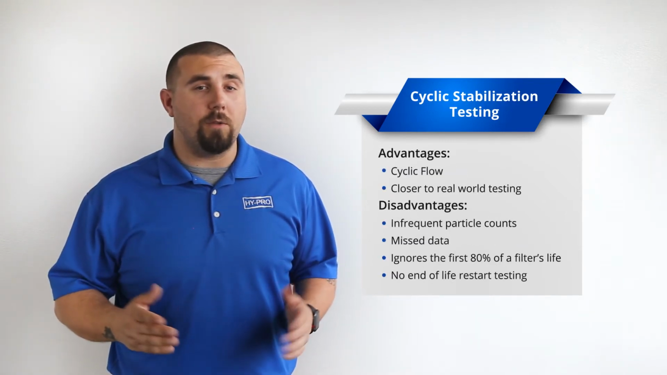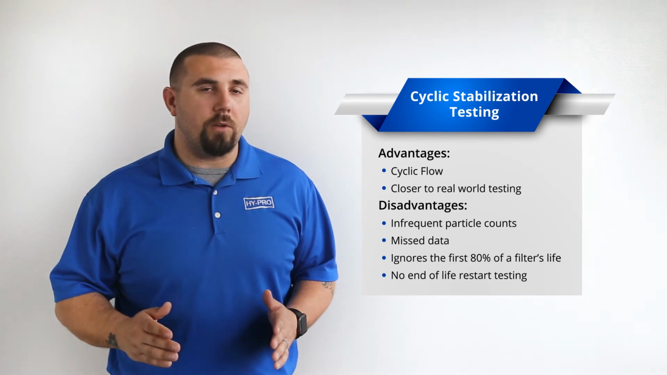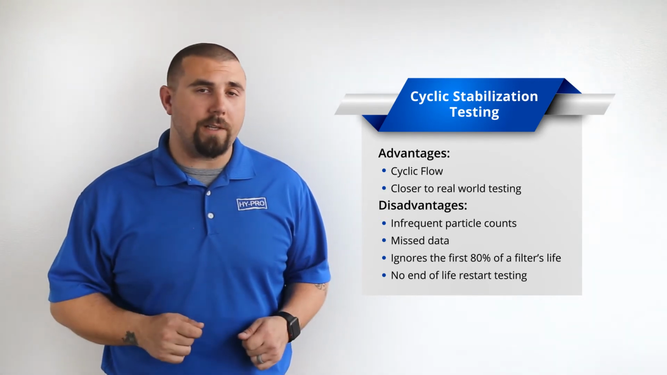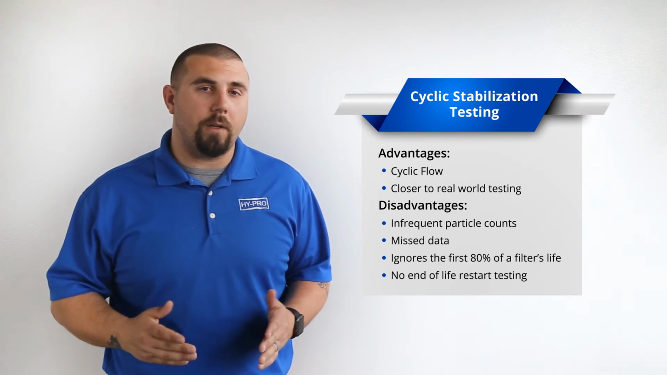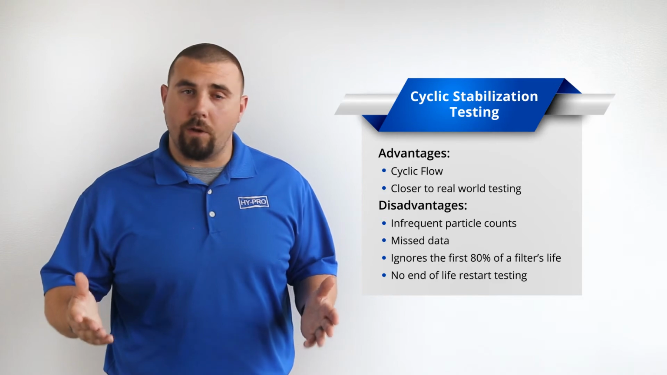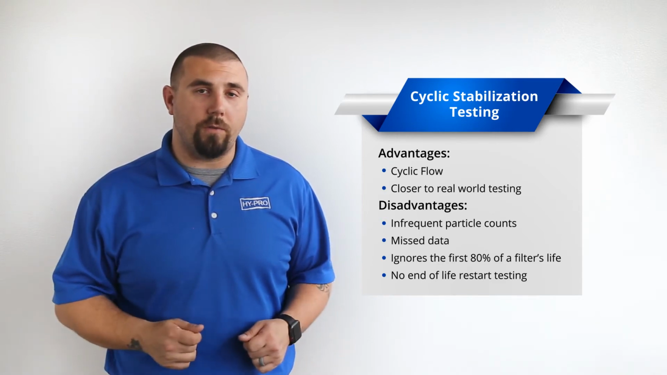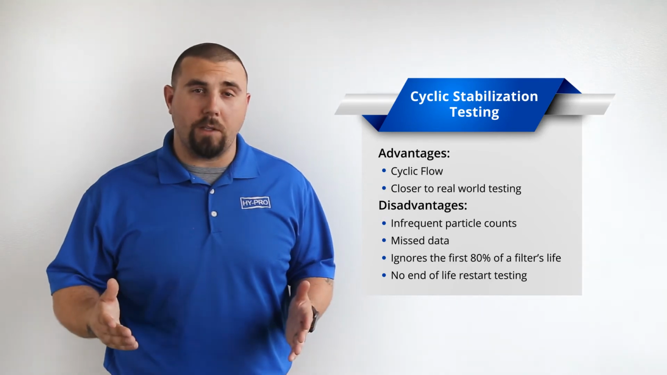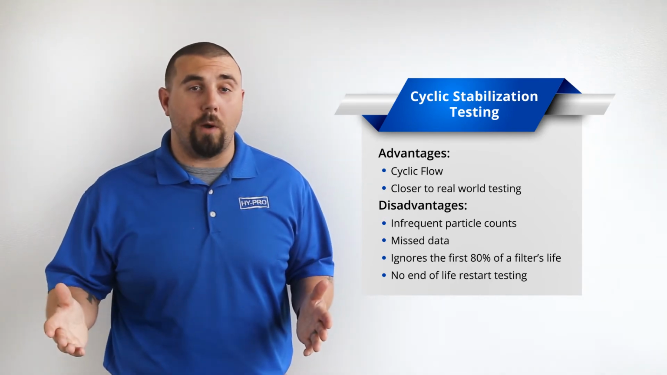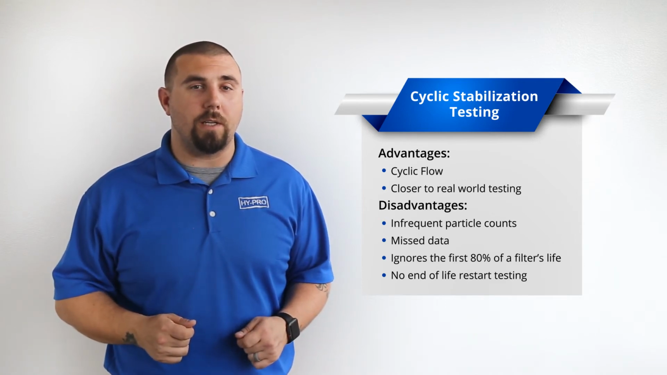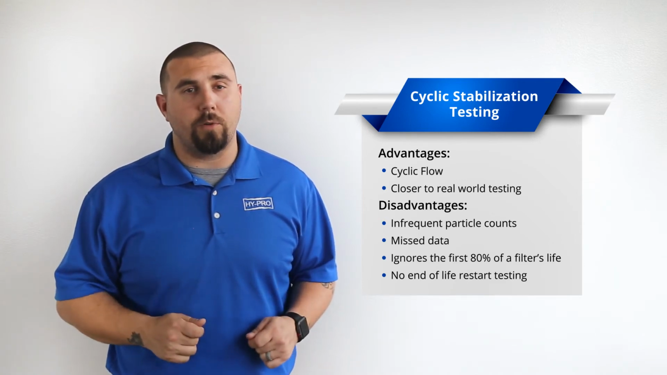For the cyclic stabilization testing, the advantages include a cyclic flow rate that is also one step closer to real-world testing, and the disadvantages are infrequent particle counts and missed data, data that is normalized or otherwise missing related to transitional flow. It ignores the first 80% of a filter's life, which is unrealistic and takes the test one step further away from real-world applicable testing, and there is no end-of-life restart testing to provide terminal differential particulate retention.